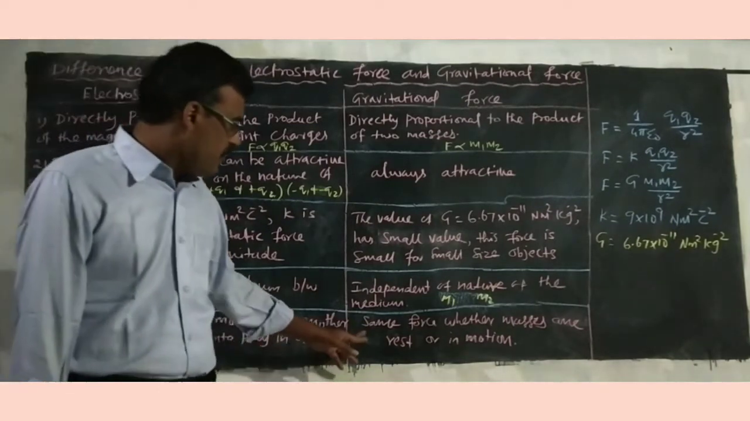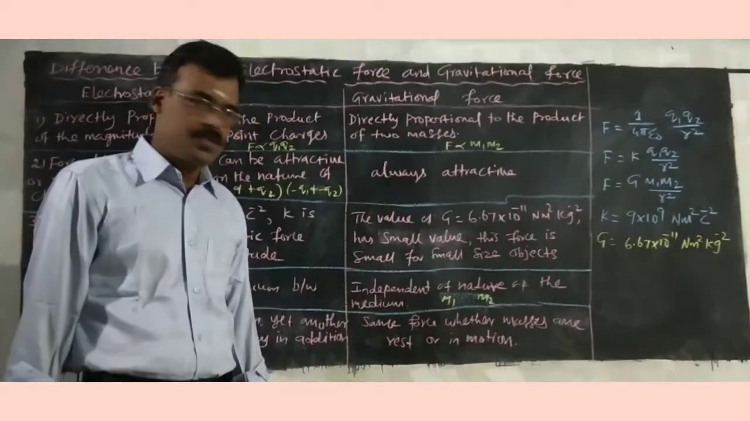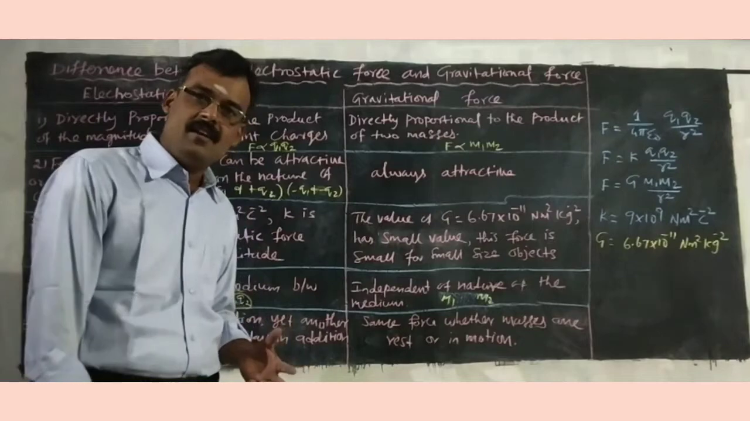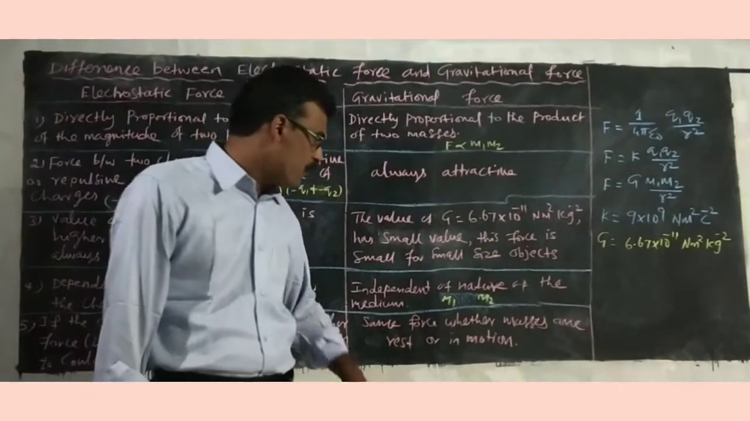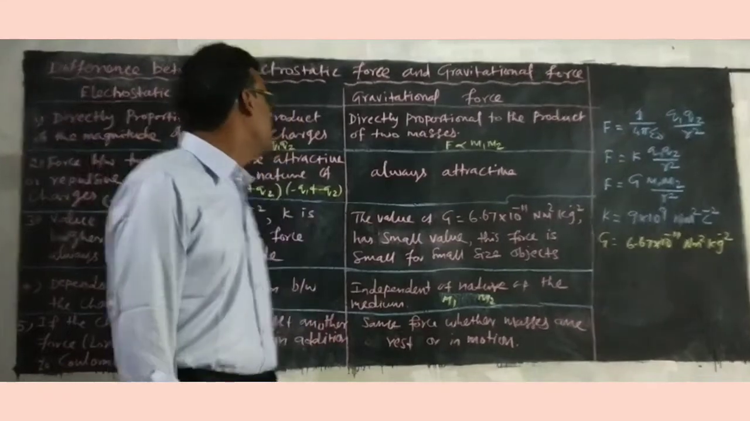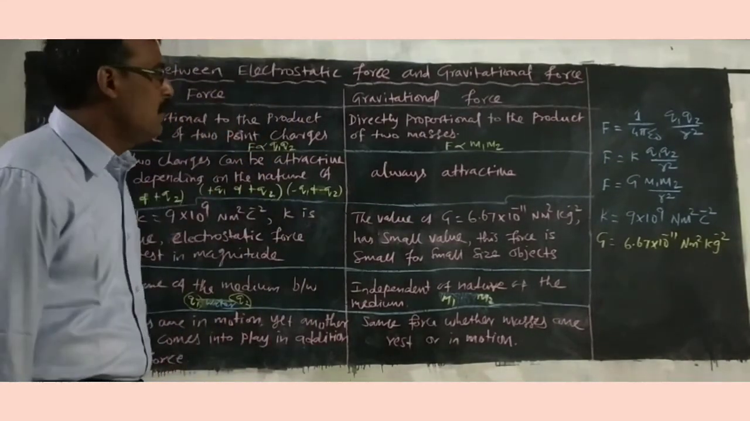Suppose we are using the same force, whether the masses are at rest or in motion, whether the object masses move or not, we will get only one force, that is the attractive force. So this is the difference between electrostatic force and gravitational force.